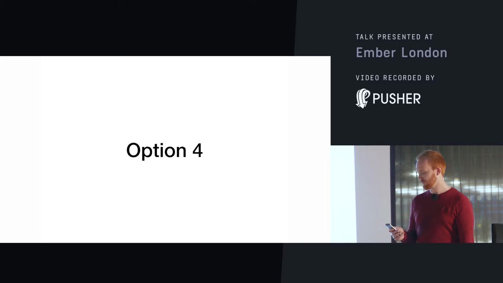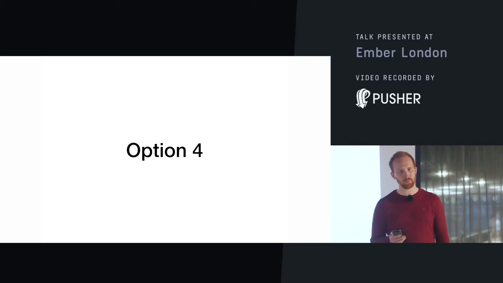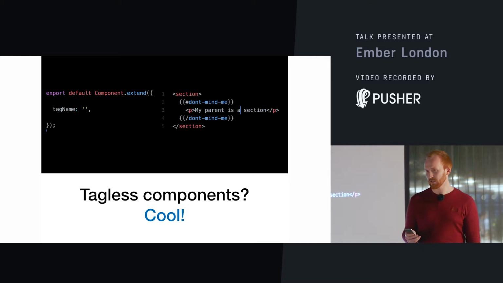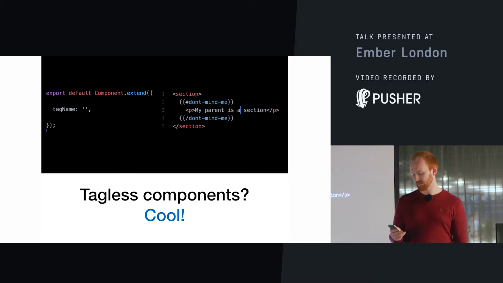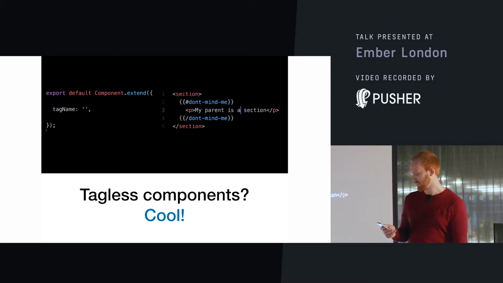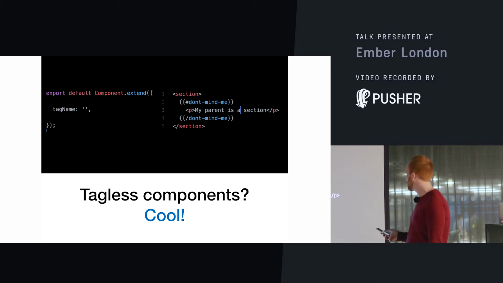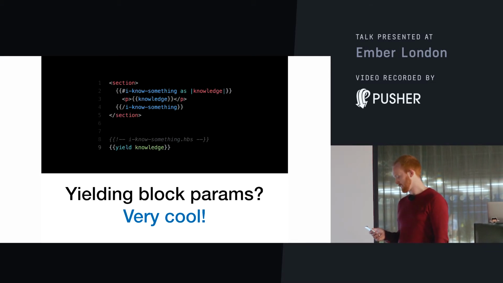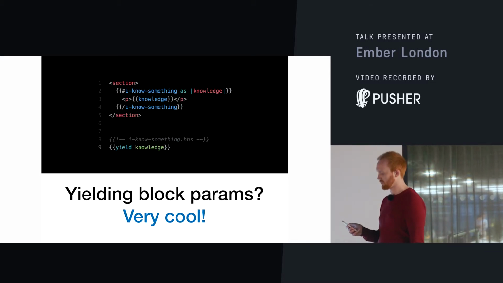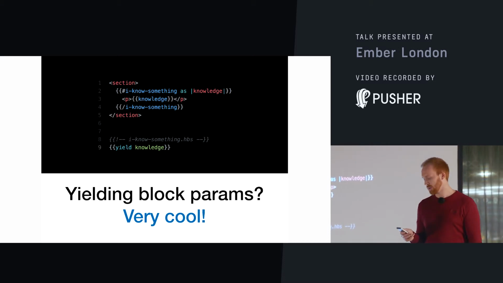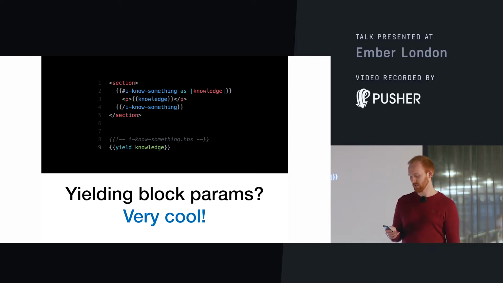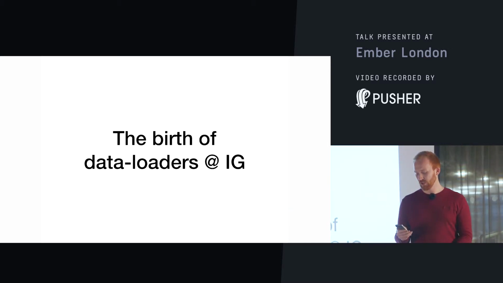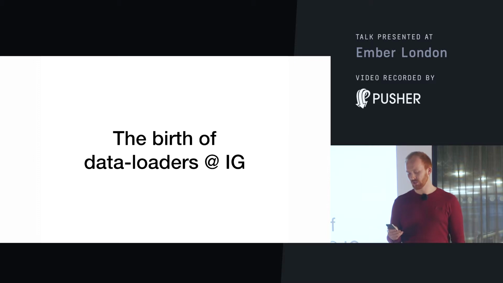So in the meantime, a few newer concepts were getting popular in Ember. Tagless components let you use declarative component structures without impacting the markup of your UI structure, which is pretty cool. Yielding block params, so components could now expose data to the markup and components passed into the block, which is very cool. So these new features were what we needed for a new style of data component that we called data loaders.